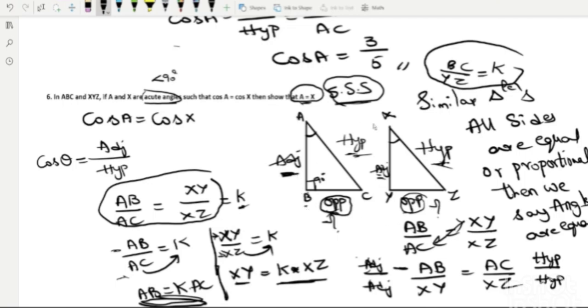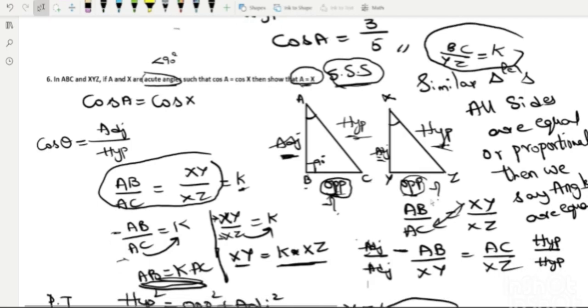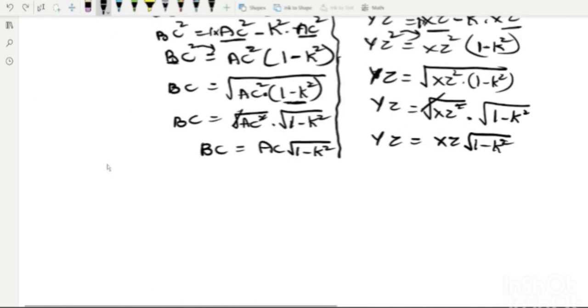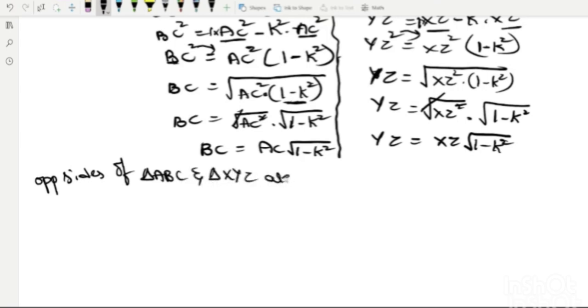So as you are dividing both sides, AB upon XY and AC upon XZ, which is adjacent by adjacent, hypotenuse by hypotenuse, we need to proportionate opposite by opposite. Here the opposite side is BC, here the opposite side is YZ. So opposite sides of triangle ABC and triangle XYZ are BC and YZ. So we need to proportionate them, which is like we need to divide them.